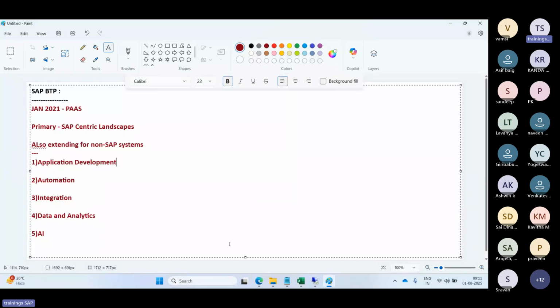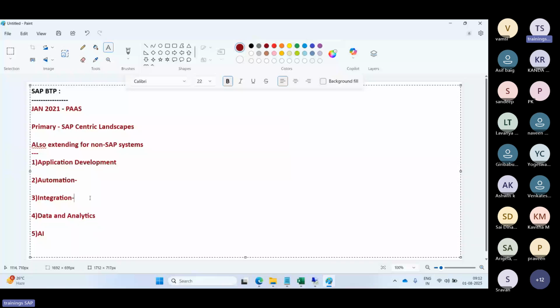And also automation functionalities here. Automation functionalities means they have some services within the BTP, like SAP Build Process Automation, workflow management, RPA, chatbots, and all those things come under the automation side here, right?